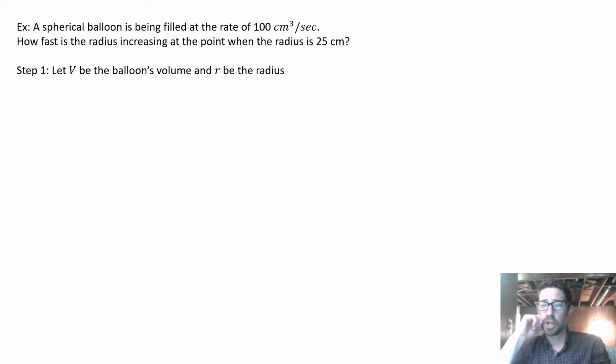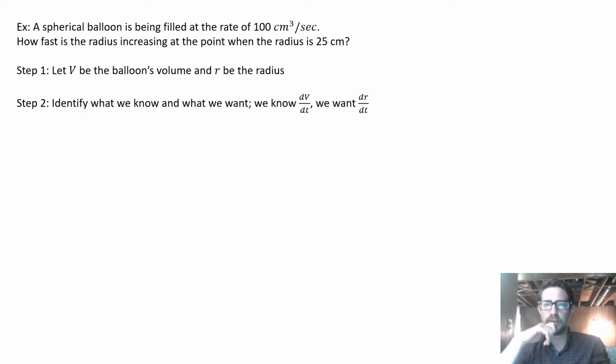Okay, so here's what I mean. Here's my step-by-step process that works for all of these. Step one, name stuff, right? Keep it simple. We're talking about the balloon's volume versus its radius, so just call the radius R and the volume V.